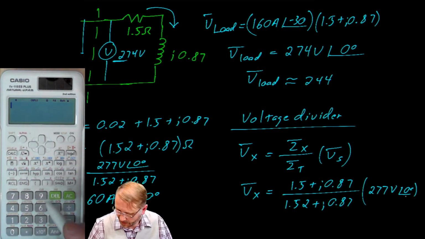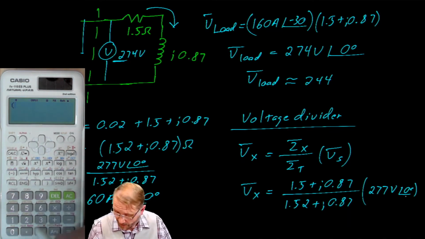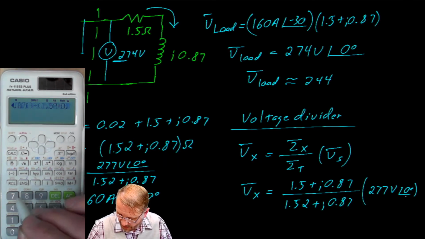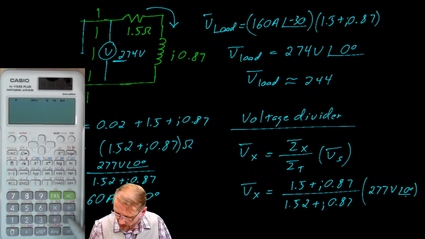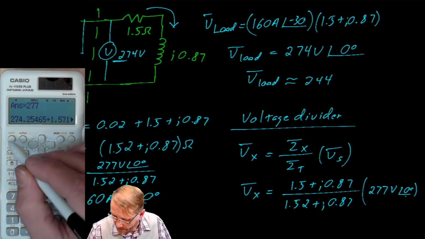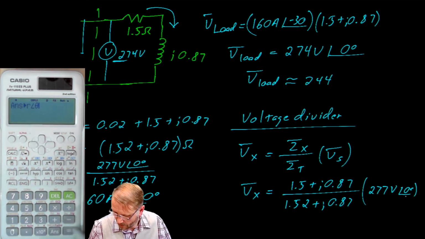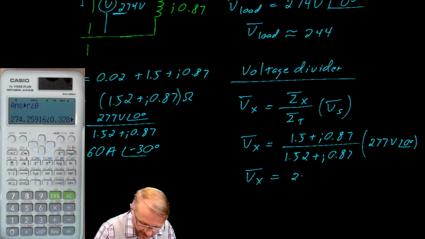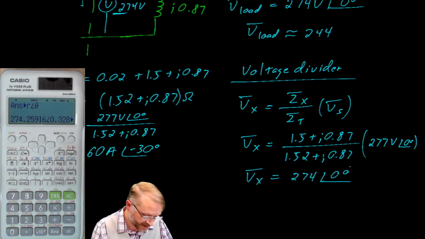Run that through a calculator like this. Remember to use the parentheses. 1.5 plus 0.87J, close paren, divided by 1.52 plus 0.87J, close the paren, equals, multiplied by 277, gives us, in polar form, about 274 at a phase angle of about 0 degrees.